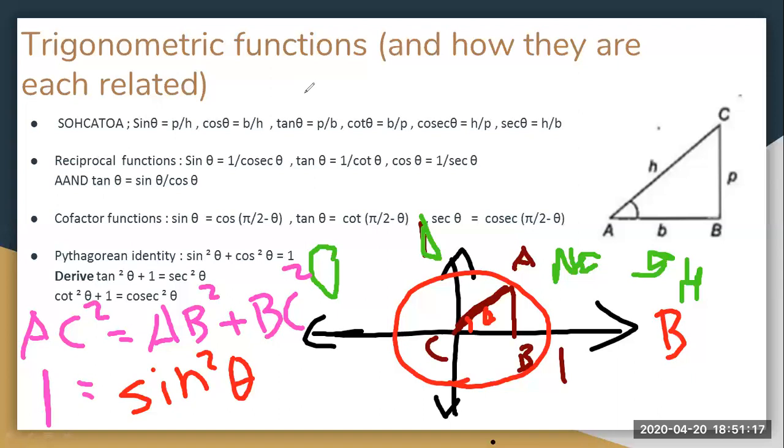Okay. But I still have to explain this AC square is equal to AB square plus BC square. Wait, let me continue this. This is too much interruption.